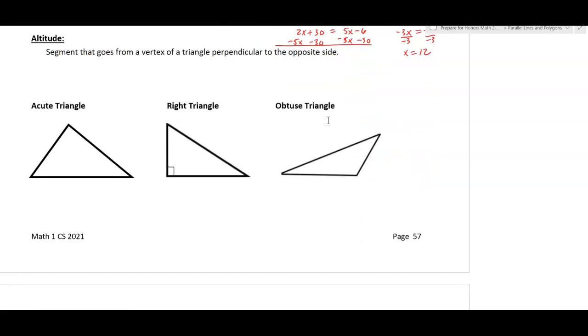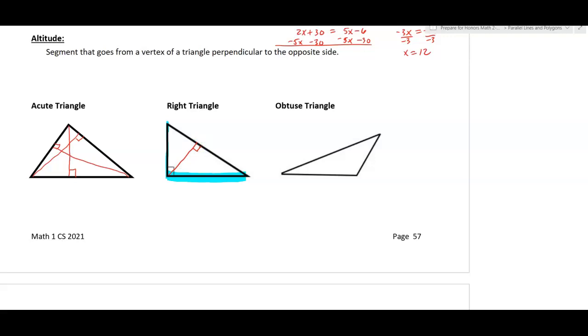Now, an altitude is a segment that goes from a vertex of a triangle perpendicular to the opposite side. Now, again, every triangle can have 3 altitudes. In an acute triangle, there's one altitude. There's another altitude. And there's another altitude. When you look at this, all of the segments go from a vertex perpendicular to the opposite side. In a right triangle, one side is the altitude and the other side is the altitude. Now, when I draw an altitude from this vertex to this side, I would get that.